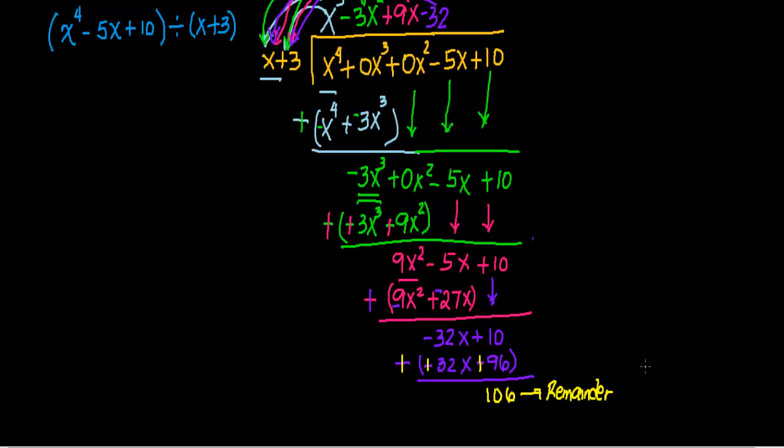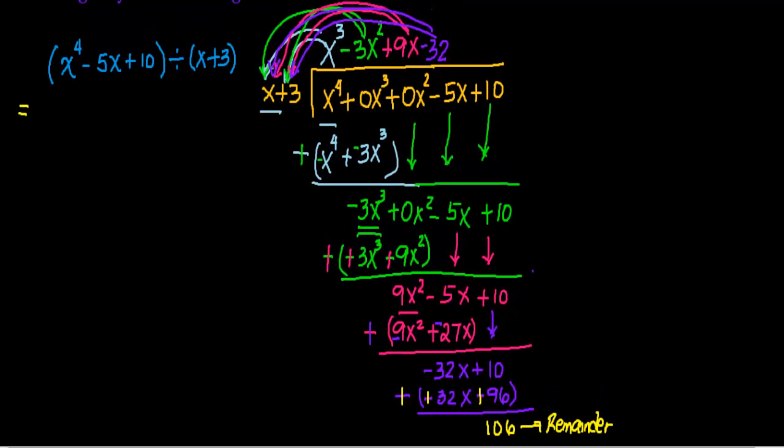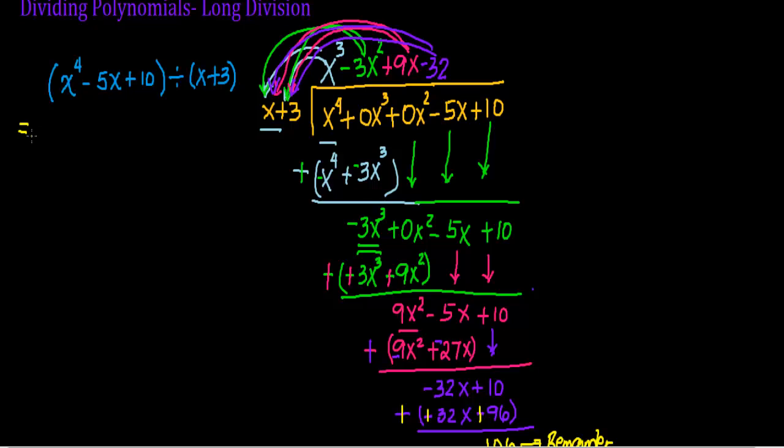And how do I write the answer to this problem? This division will equal the quotient that we got here, which is x cubed minus 3x squared plus 9x minus 32, plus a remainder of 106 over x plus 3, over the divisor. And there you have the answer.